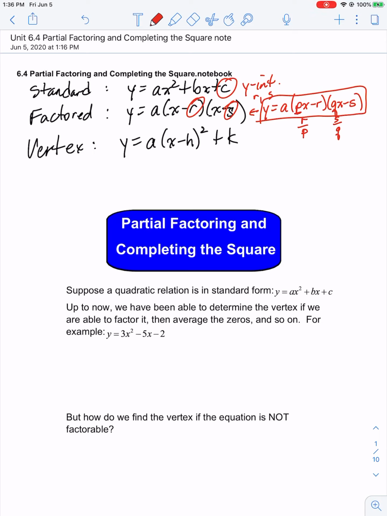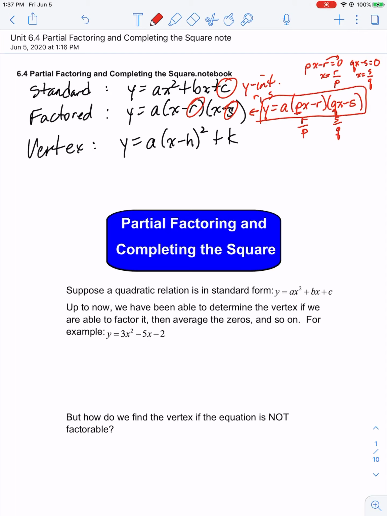And remember, you had to take px minus r and let it equal 0. So bring the r over, makes it a positive r, and then divide by p. And then you'd have to do qx minus s. That would also have to equal 0. Bring the s over, that makes it a positive s, and then divide by q to isolate the x, to figure out what the x-intercepts are. Just a more complicated version of the same thing.